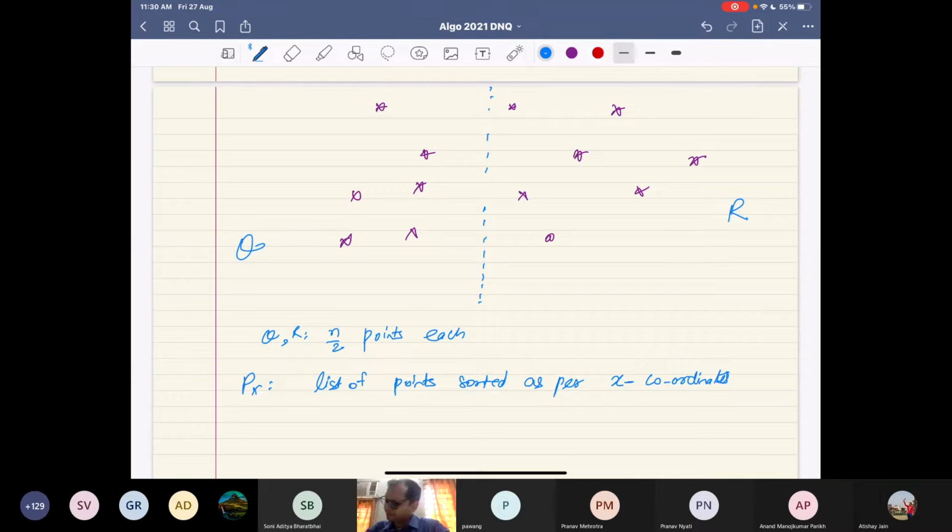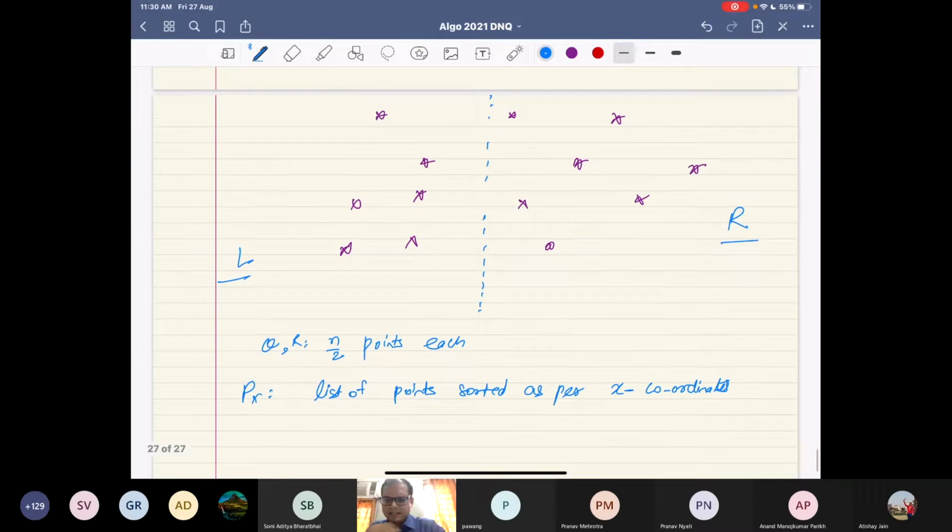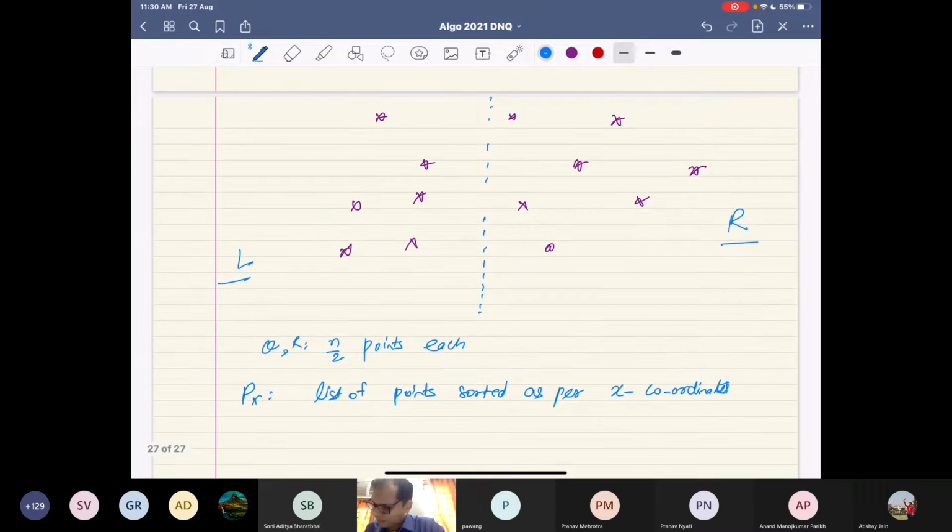Once I sort them as per the x coordinates, I can very easily divide them into 2 parts. I can divide by using the middle and say, okay, I have Q and R, left and right. Or I can even write L and R, left and right. Okay, good. So we did the divide. This is the divide part. Now what is the conquer part?